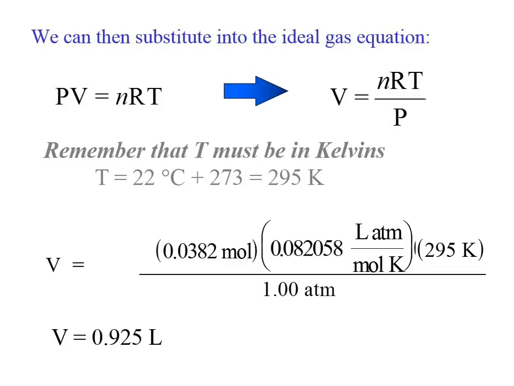And I've gone ahead and shown you the build. When you multiply that all together, you get a value of 0.925, rounded to 3 significant figures, which is what you're allowed. Unit-wise, moles cancel, Kelvins cancel, atmospheres cancel, and we're left with units of liters in the numerator, which is perfectly great units for volume. And that's it. That's the answer.